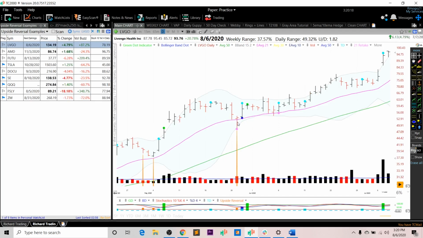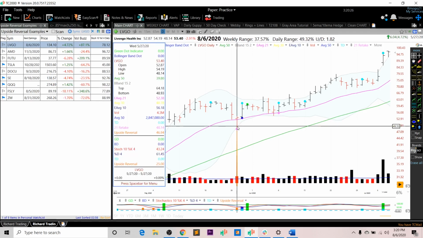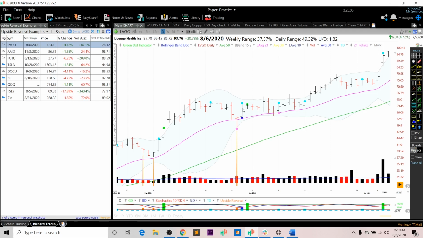You don't want to set up a whole new position on this day, because it obviously could turn around the next day and drop further. But you want to set your stop at the low of the day or very near to it. And then as the stock keeps proving itself, that's when you continue to add.